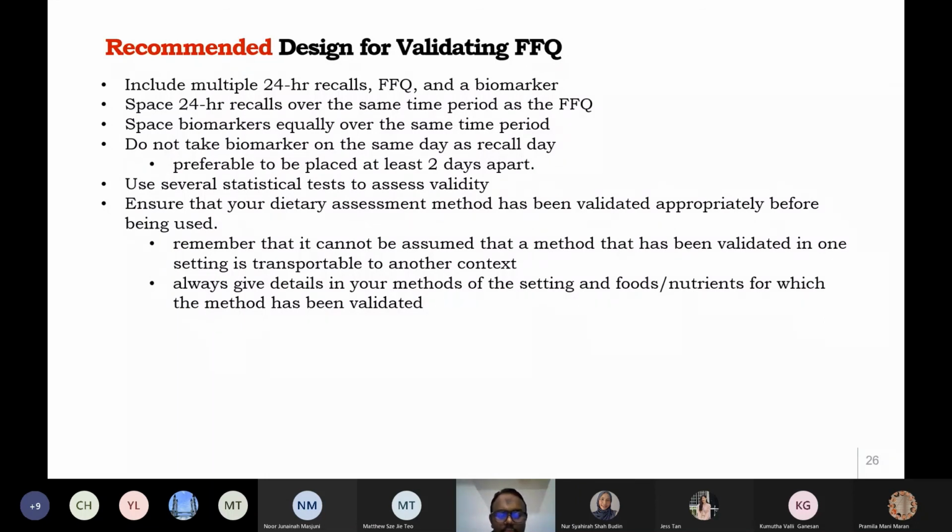Whenever you talk about FFQ, the first question people will ask before you use it is about the validity of the FFQ. There is no validity test for 24-hour diet recall, weight food record, and so on, because that's just measuring whatever is there. But it's different for FFQ, diet history questionnaire, or any other questionnaire. You should validate it first.